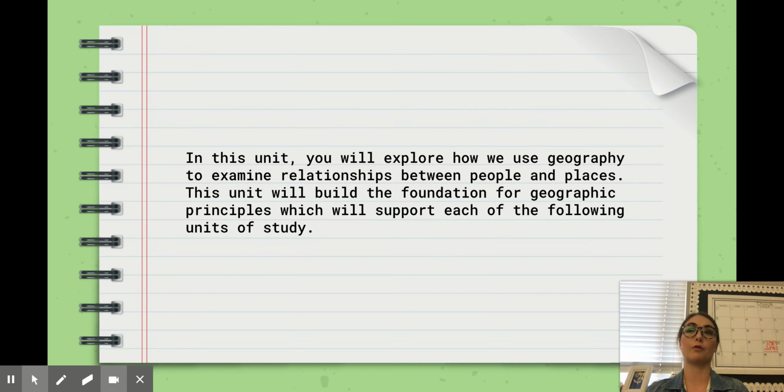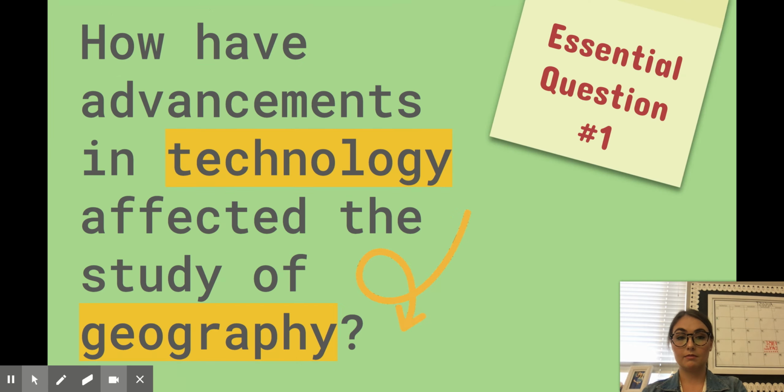What that means is for this unit, we're not going to be studying a particular region or continent. We are going to really look at how we should study those continents and those regions so that when it gets time to study them, we kind of know what to look for, what patterns we should see, what certain things mean. So our essential question for today is how have advancements in technology affected the study of geography?